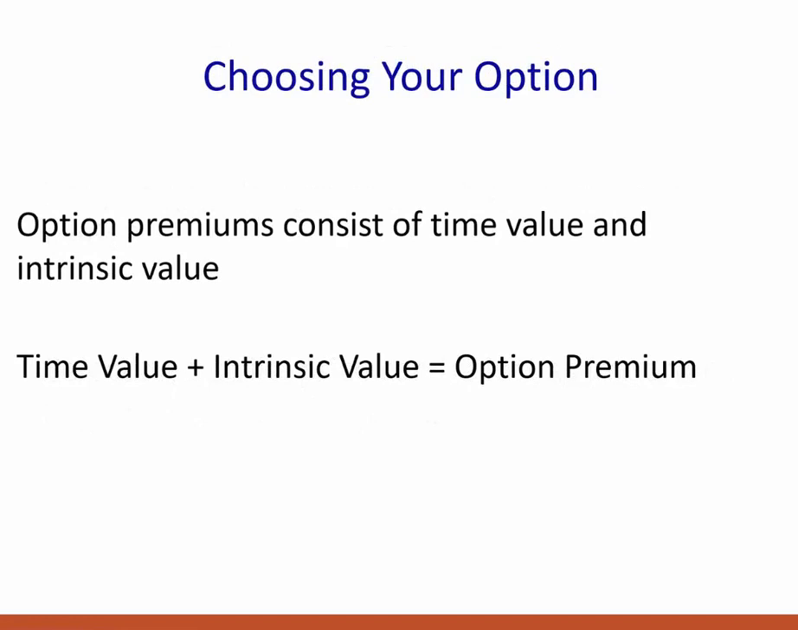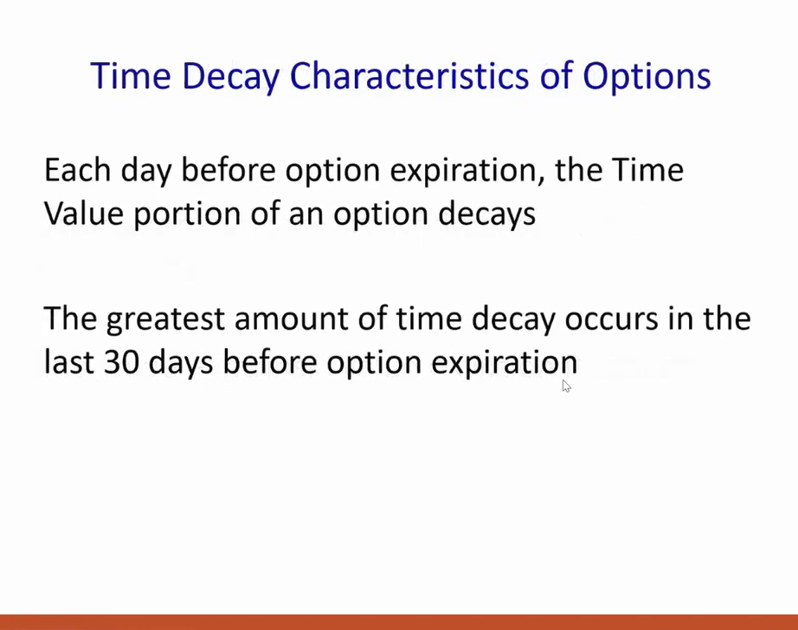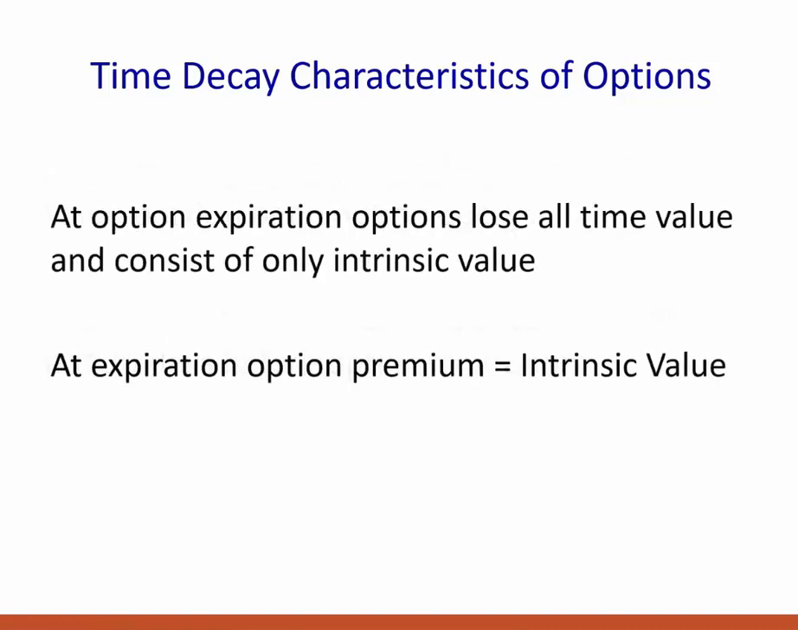Option premiums consist of time value and intrinsic value. If we add the time value to the intrinsic value, we get the total option premium. Each day before option expiration, the time value portion of an option decays, and the greatest amount of time decay occurs in the last 30 days before option expiration. At expiration, options lose all time value and consist of only intrinsic value.